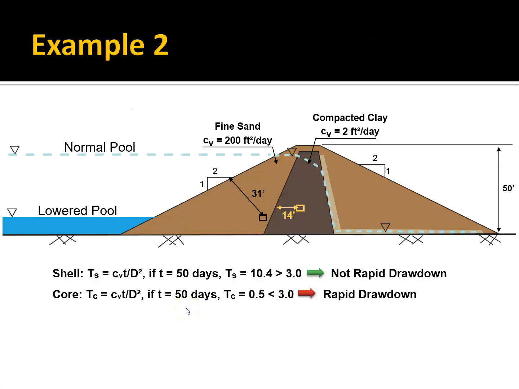And if you plug that in for the shell, you get a dimensionless time factor of 10.4, which is greater than 3, so you would not consider that rapid drawdown. It would have time to drain and equilibrate. But the core, once again, it's 0.5, less than 3, so that would be a rapid drawdown case. So you would need to analyze this for rapid drawdown.